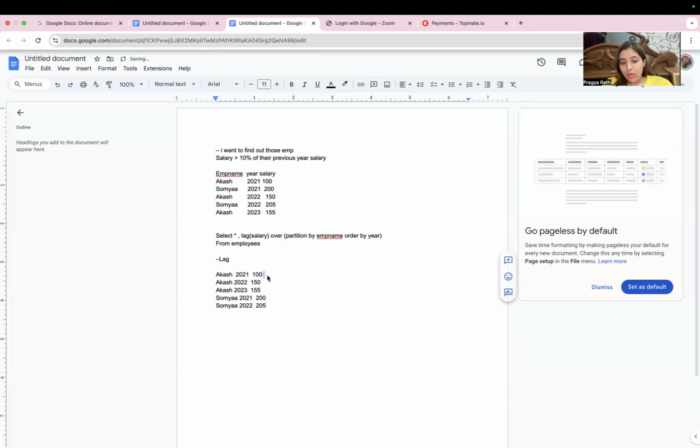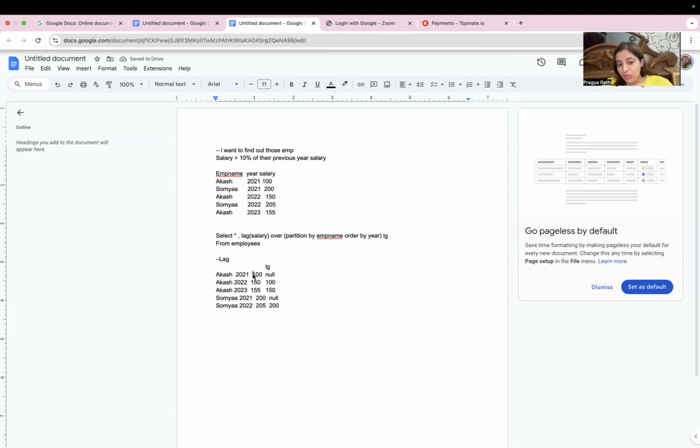Okay. Now I have just made a lag column, right? Let's give it an alias as LG. Just giving you an example, we have taken the alias as LG now. So what does lag do? Lag will take the number above. So for 100, I will get null because there is nothing above it. For 150, it will be 100. And for 155, it will be 150. Correct? For Soumya's first row it will be the same, null. And for the next one it will be 200. Correct?